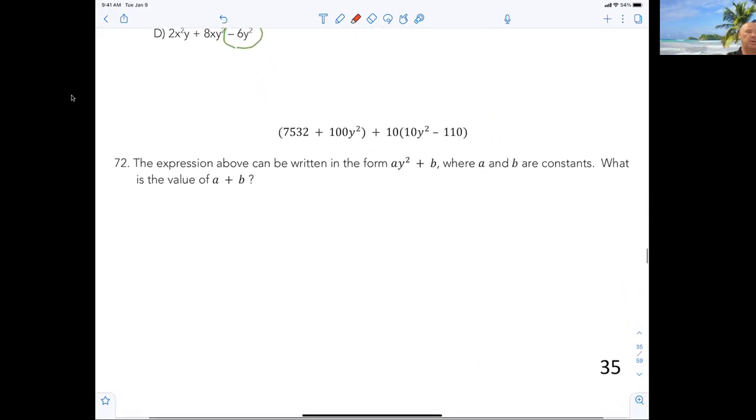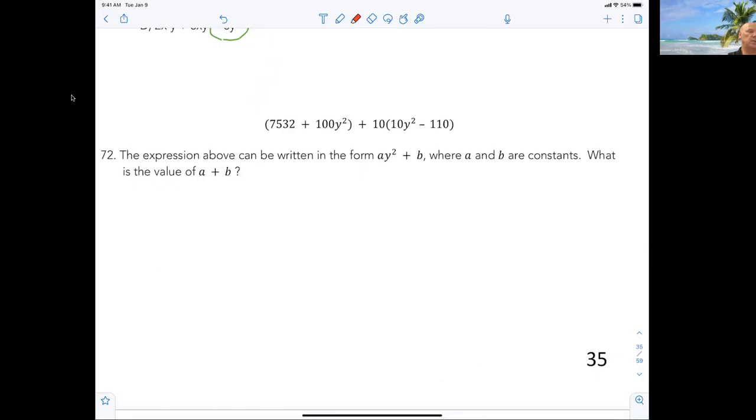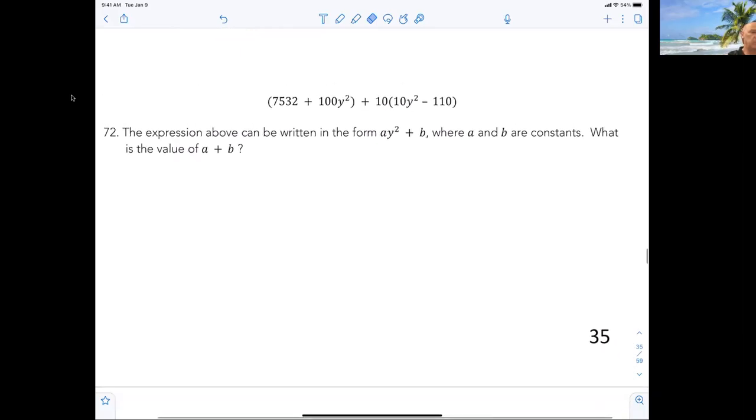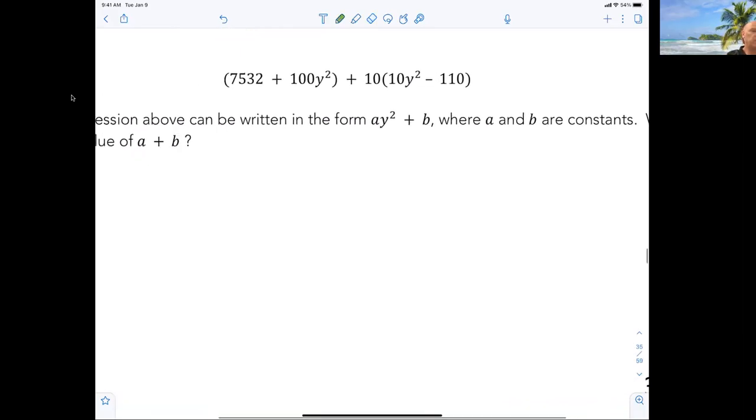All right. 72 is really silly. But you know what? So many kids that I work with miss this problem. And I said, it's just paying attention. That's all. So we're going to do 72. All right, so does everybody agree? I'm just distributing a 10.